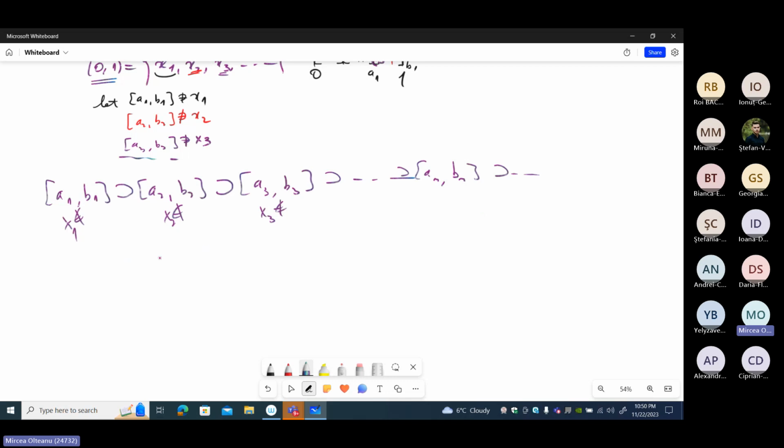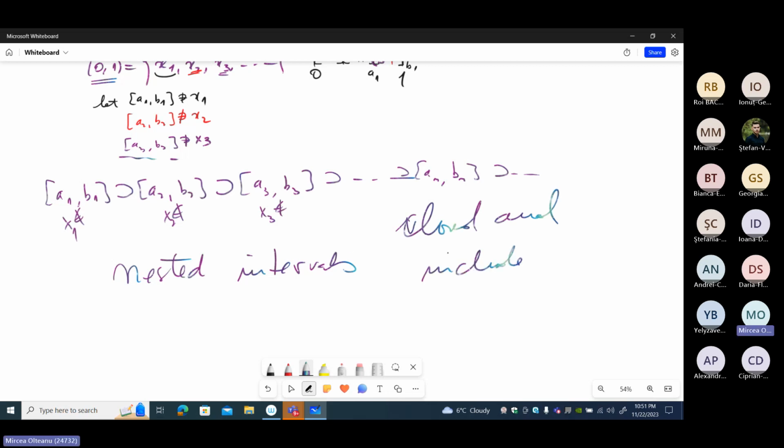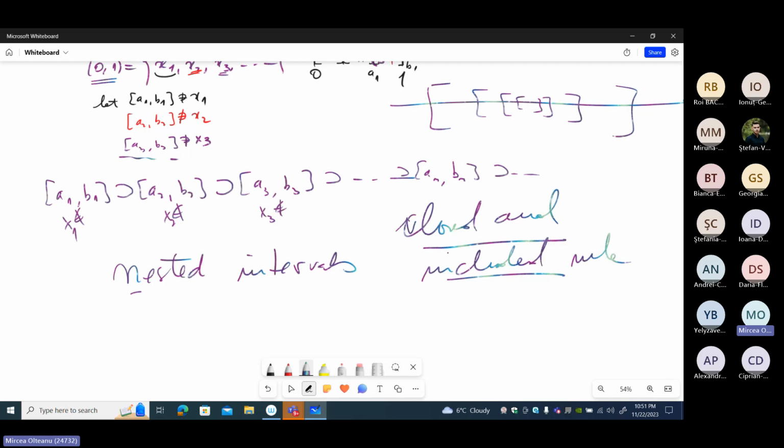Now, these intervals are so-called nested intervals. This is how the term closed and nested intervals arises. In Romanian, it is said closed and included. This means nested, included intervals. If you want a picture, it will look like this. This is the largest. Inside it, there is another one, there is another one, and so on, like a nest in English. So closed and included intervals, or nested intervals.